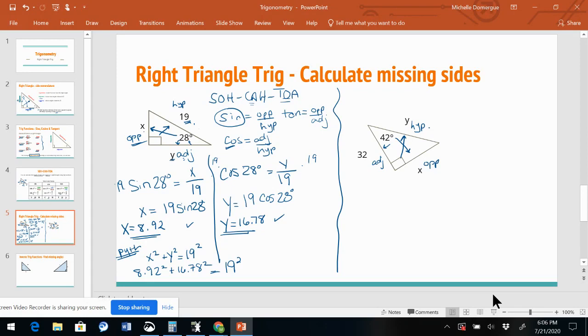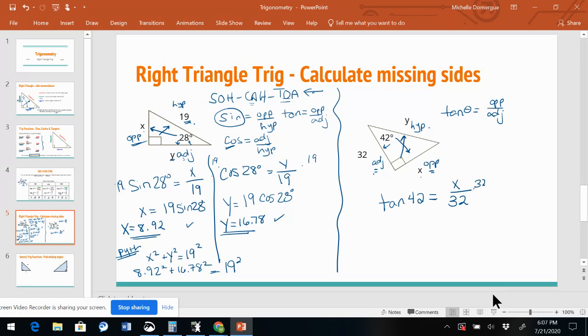Let's solve x first. Again, I have opposite and I'm given adjacent. Which one of my trig functions, when I look at SOHCAHTOA, uses adjacent and opposite? Well, that would be my tangent function. I know tangent of my angle, theta, is opposite over adjacent. So my angle in this case is 42 degrees, and I know that's going to equal opposite is x divided by my adjacent side of 32.